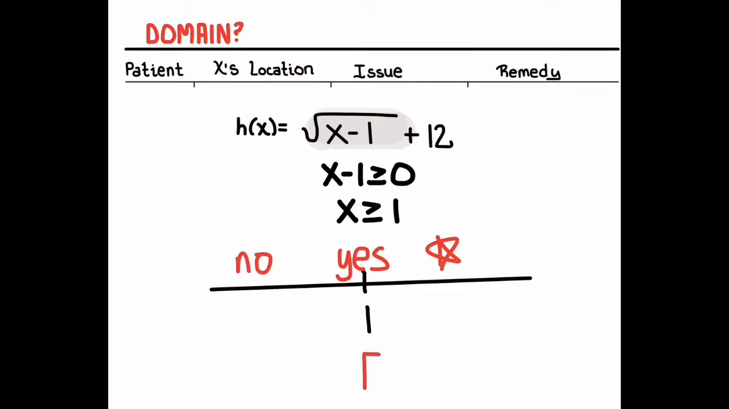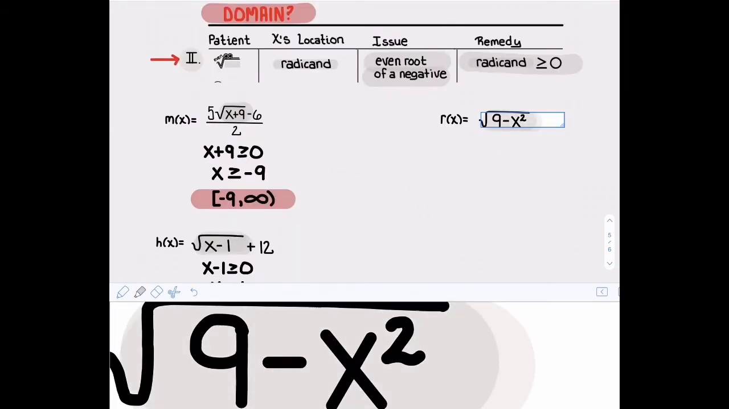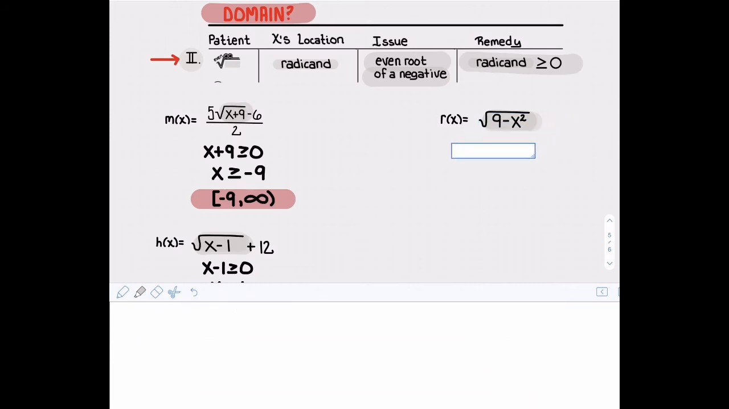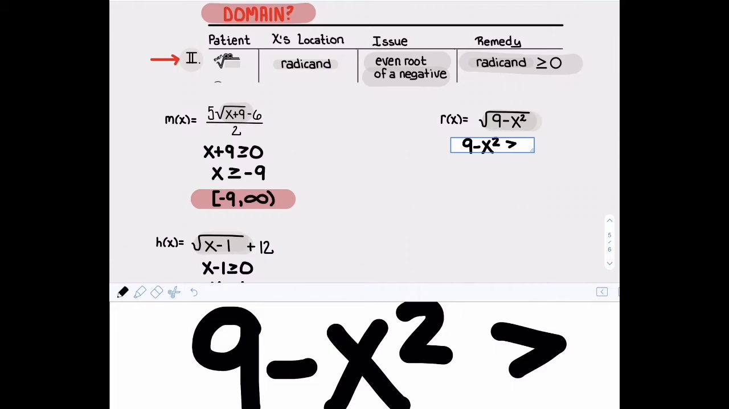Writing this down in interval notation, thinking about it from left to right, bracket 1 to include it, through infinity, parentheses. As long as we choose a number from 1 to infinity and substitute it into h of x, we will not take the square root of a negative number. All right, r of x. We're setting our radicand greater than or equal to 0.